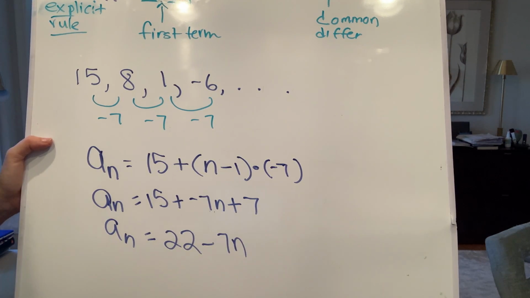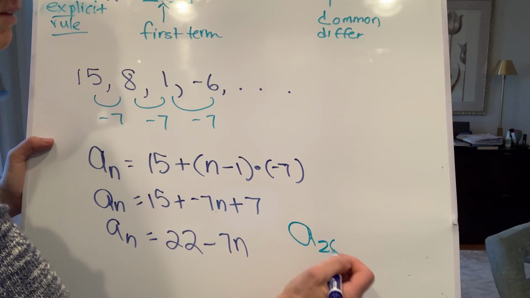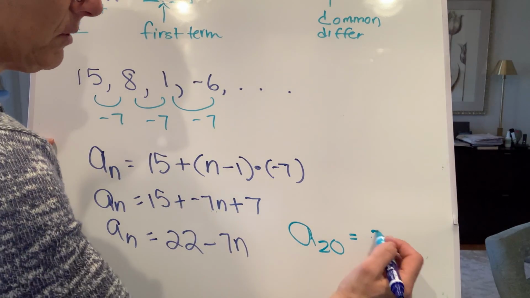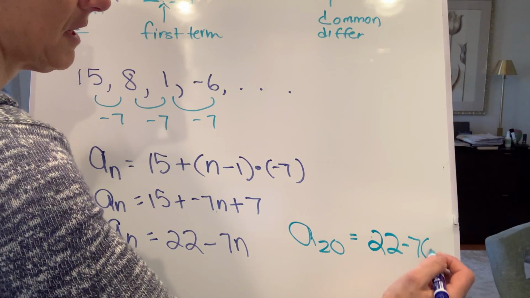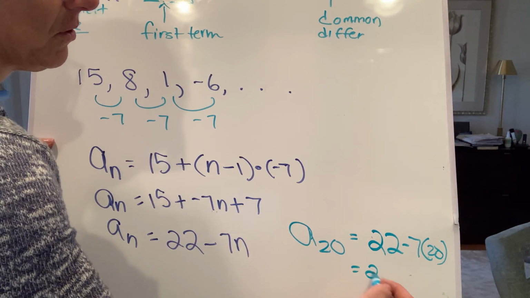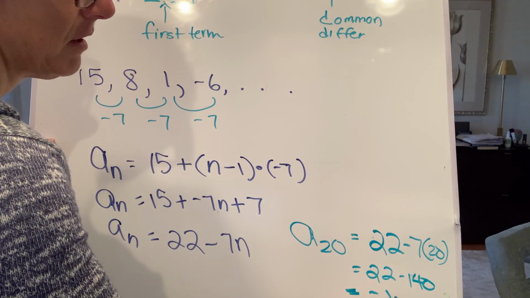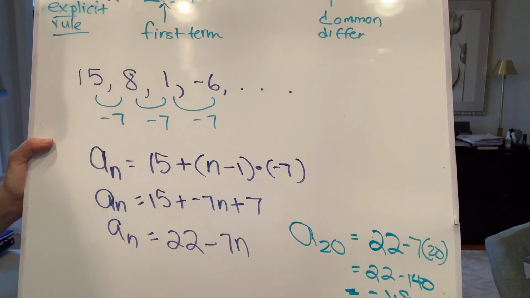So again, if I wanted to find a sub 20, I would just have to plug in 20 for n. So I get 22 minus 7 times 20, 22 minus 140, so I would get -118.